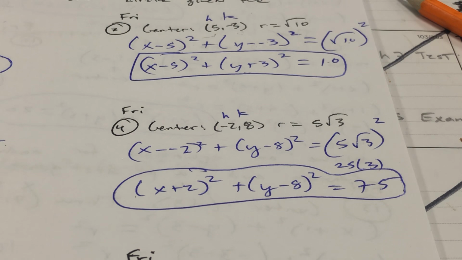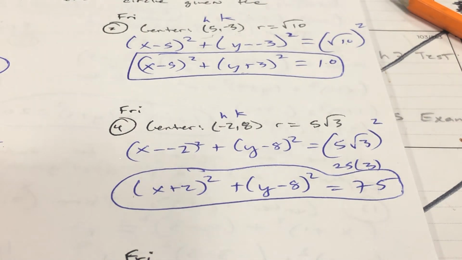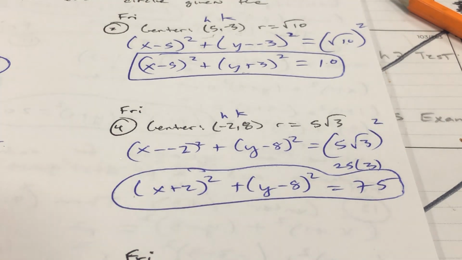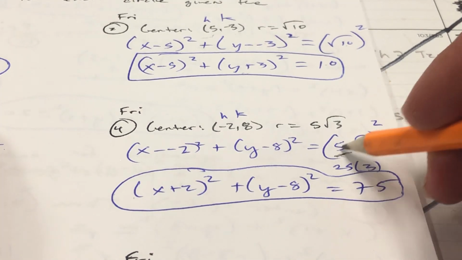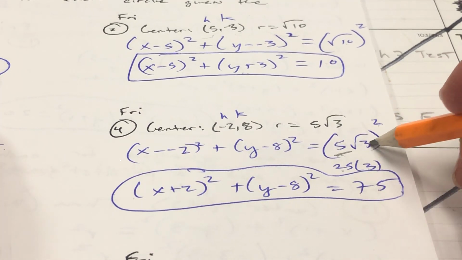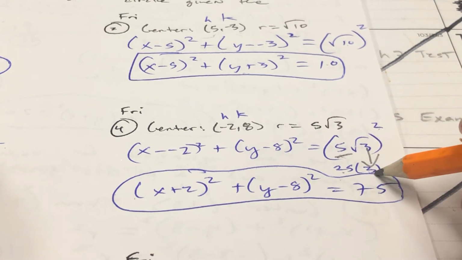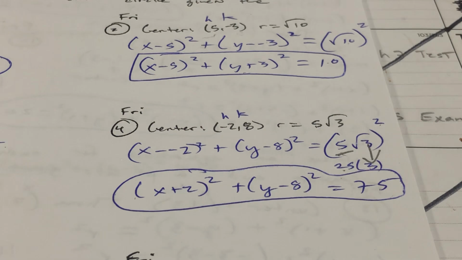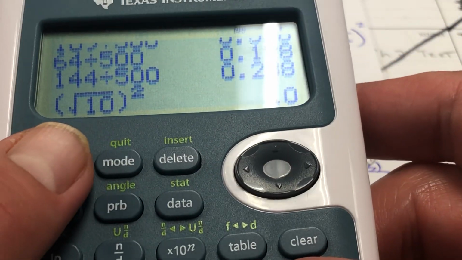So my center is negative 2, 8. I'm going to have (x minus a negative 2) squared plus (y minus 8) squared, equal to 5 root 3 squared. Here's what's happening. The number on the outside is being squared. What is 5 squared? 25. When you square a square root, that number just drops on out. So what is 25 times 3? 75. Now, if you use parentheses correctly, you shall get this also in your calculator.